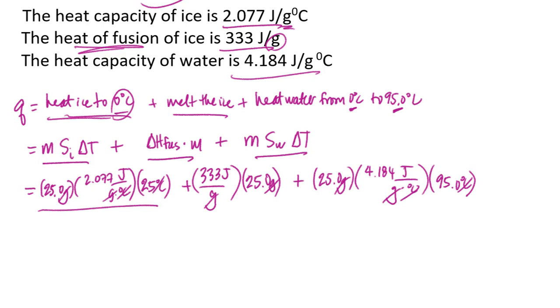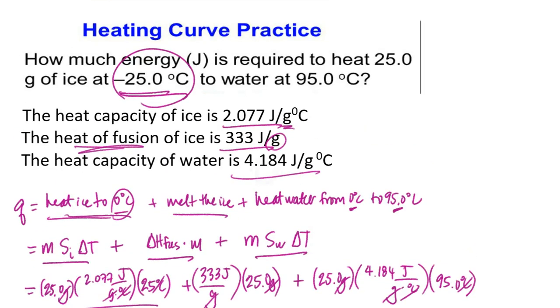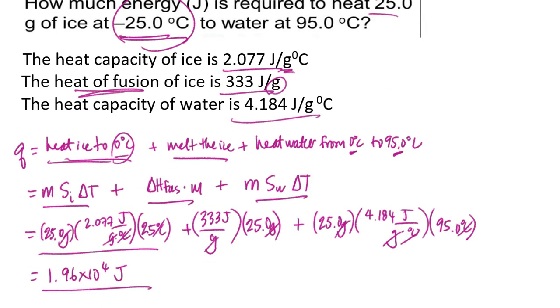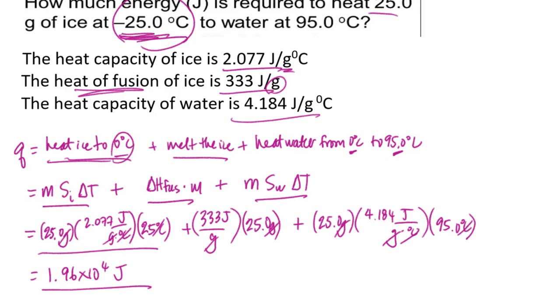When I do the summation of all of my terms, if I go ahead and do this math, I end up with 1.96 times 10 to the fourth joules to actually take 25 grams of ice and heat it so that it goes from ice at negative 25 degrees Celsius to water at 95 degrees Celsius.